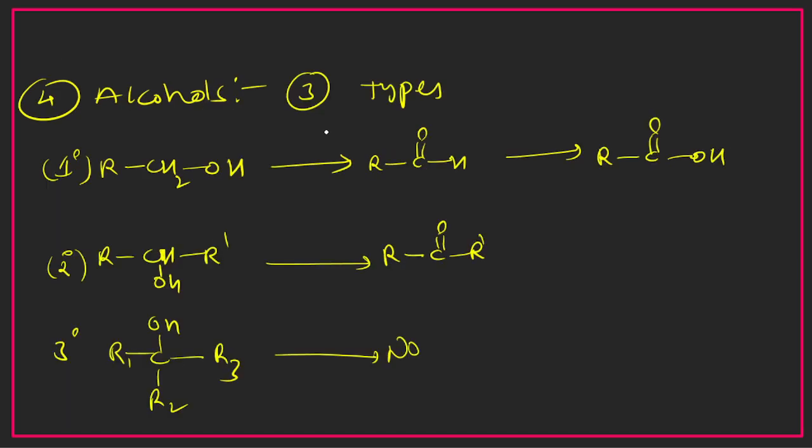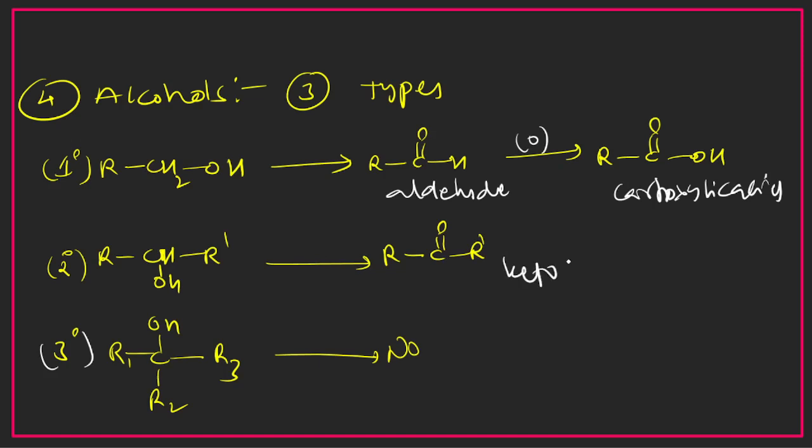See, alcohols. Generally, three types of alcohols are present: primary alcohol, secondary alcohol, and tertiary alcohol. Primary alcohol is oxidized to give aldehyde. Aldehyde is further oxidized to give carboxylic acid. Secondary alcohol is oxidized to give ketones. Ketones do not undergo further oxidation.